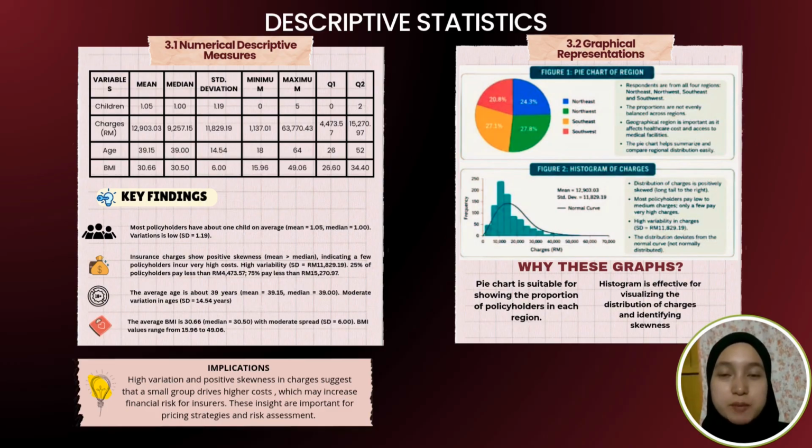Figure 2. Histogram of charges. The histogram shows the distribution of insurance charges. The data is positively skewed with a long tail extending to the right. Most policyholders have a low to medium charge, while only a small number experience very high charges. The mean charge is approximately 12,903 ringgit, with a standard deviation of about 11,829 ringgit. The shape of the distribution deviates from a normal distribution, indicating that the charges are not normally distributed.